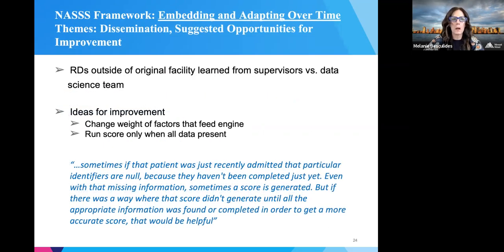In terms of the NASSS framework, embedding and adapting a system over time, we put in this theme: dissemination, suggested opportunities for improvement.